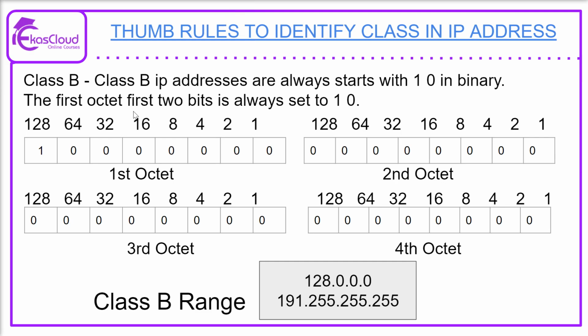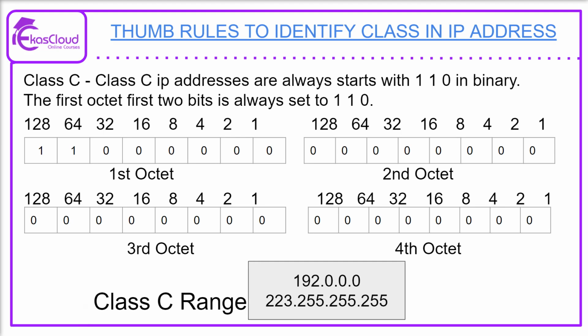For Class B, IP addresses always start with 10 in binary. The first two bits of the first octet are always set to 10, so 128 is 1 and 64 is 0. The Class B range is 128.0.0.0 to 191.255.255.255.